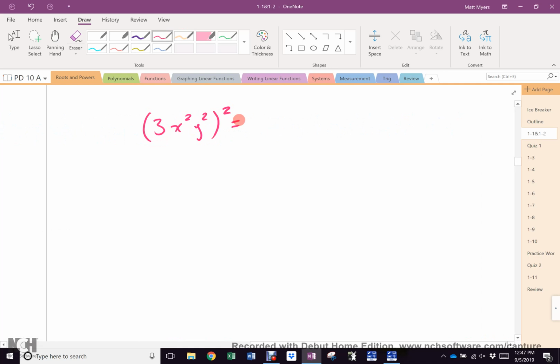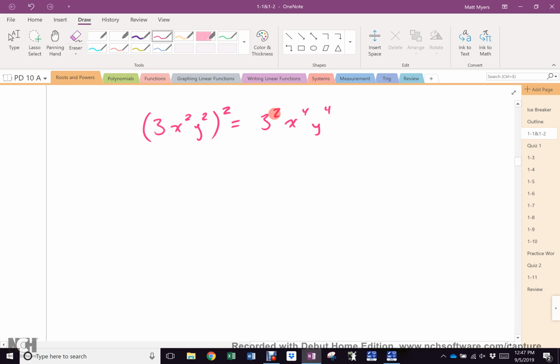Connor: 3x to the 4th power. No, 3 to the 2nd, x to the 4th, and y to the 4th. Is he right? Did he follow all the laws? That's law 3, bringing the exponent into everywhere. Right? So he did well. Would he leave that?